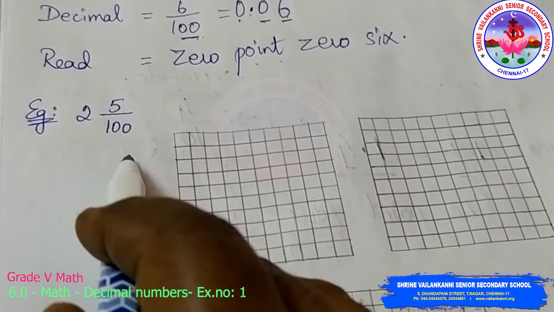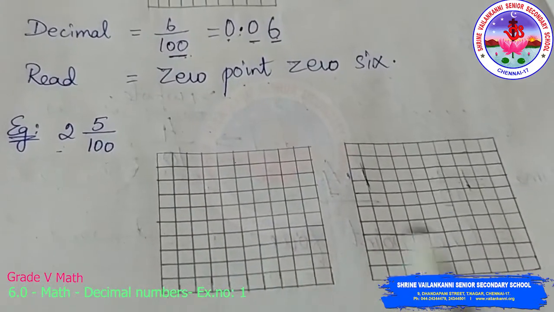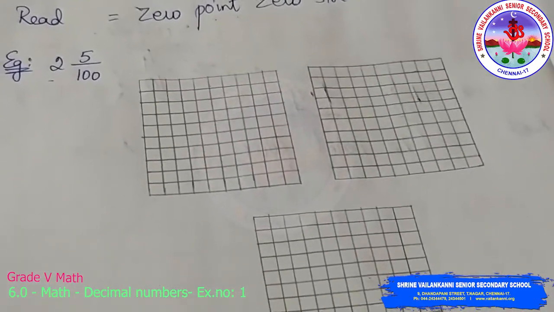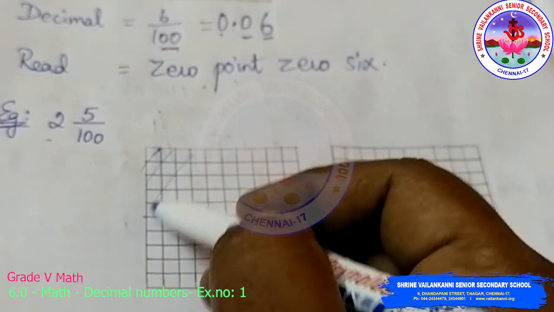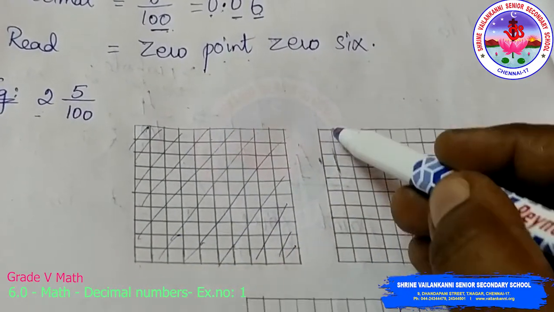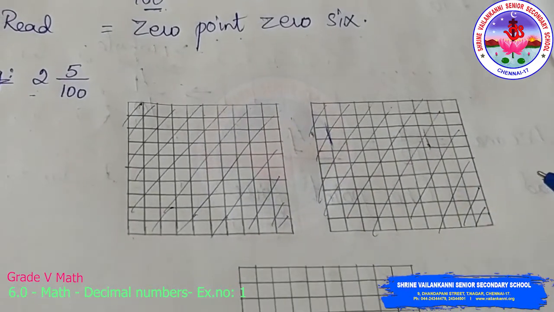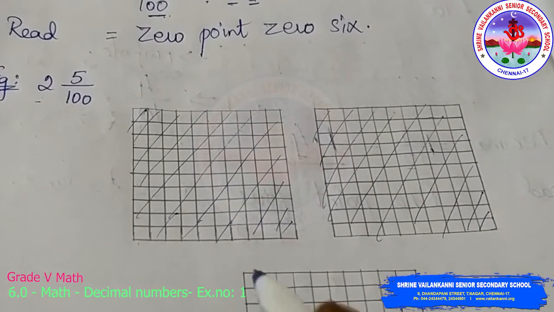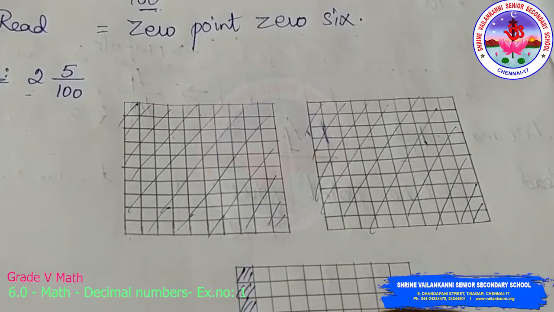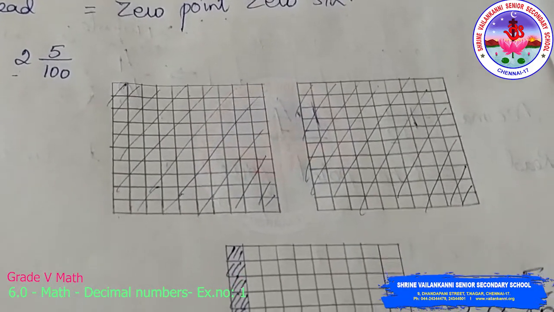Okay. Now one more example: 2 5 by 100. So 2 is your whole number, 5 by 100 is your fraction. 2 whole means, again, this square shape is divided into 100 equal parts. This is 1 whole, and this is again 1 whole. 1 whole plus 1 whole you will consider as 2 whole, and then 5 by 100. So from these 100 boxes, 5 boxes I am going to shade: 1, 2, 3, 4, 5. So this is 2 5 by 100.